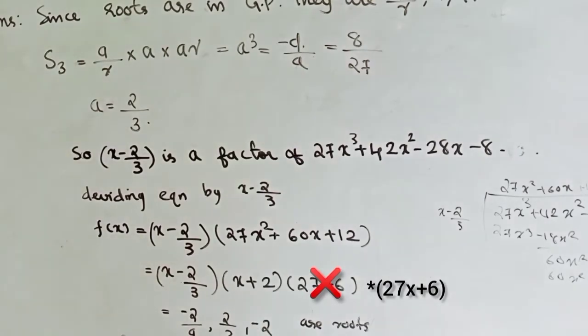So we can easily get the roots. If x minus 2 by 3 is a factor, then plus 2 by 3 will be the root. If x plus 2 is a factor, then minus 2 will be the root. 27x plus 6 can be written as minus 6 by 27, which can be written as minus 2 by 9. So minus 2 by 9, 2 by 3, and minus 2 are the roots of this equation.